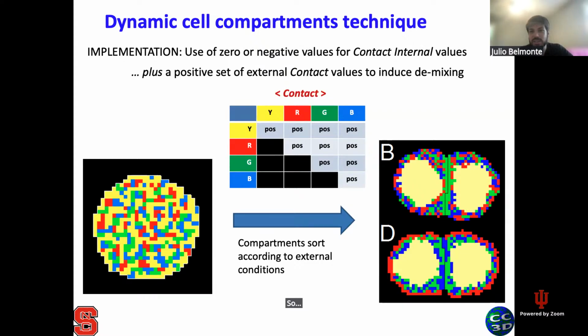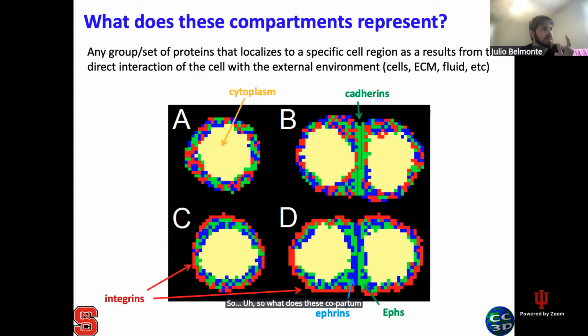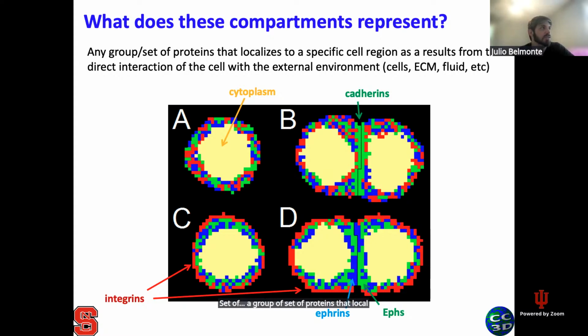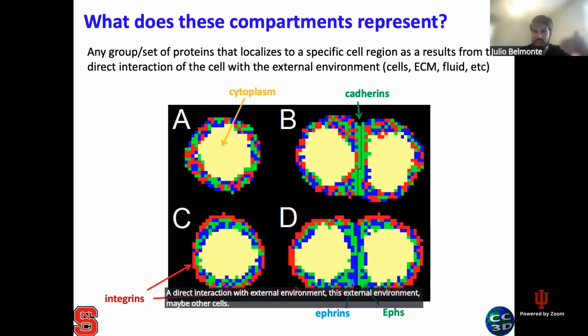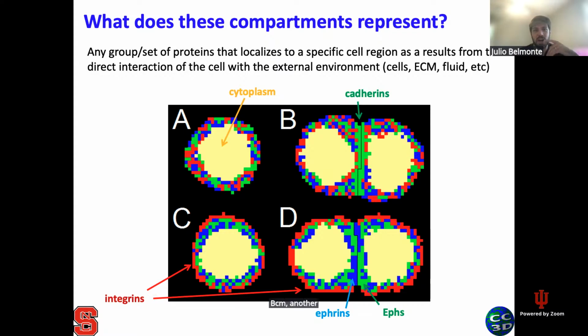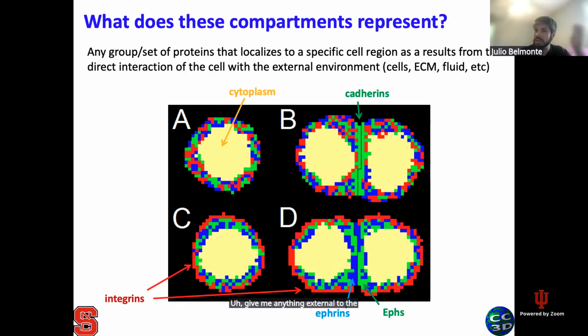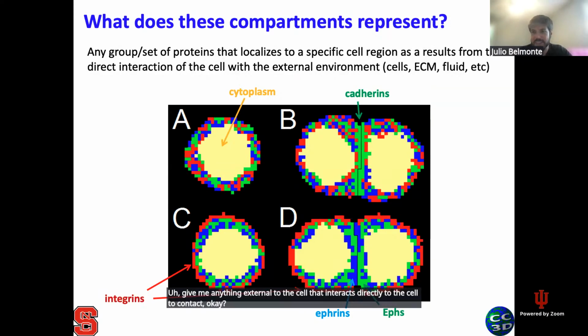So what do these compartments represent? They basically represent any set of proteins that localize to a specific cell region as a result of a direct interaction with the external environment. This external environment may be other cells, the ECM, another organ, maybe another agent, maybe a fluid that the cells come in contact with. It can be anything external to the cell that interacts directly with the cell by contact. And that can cause its sorting.